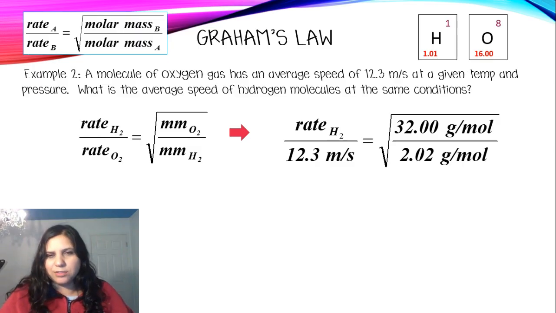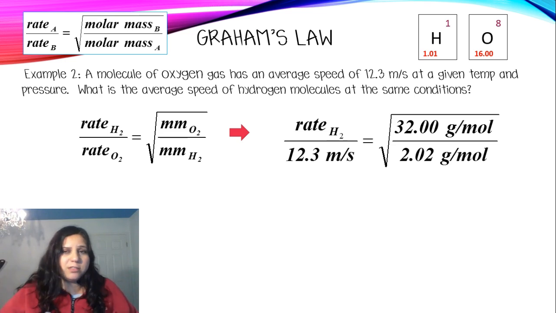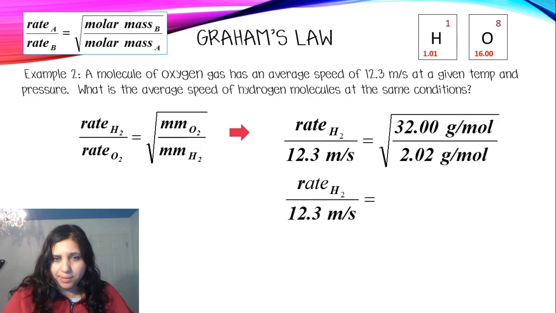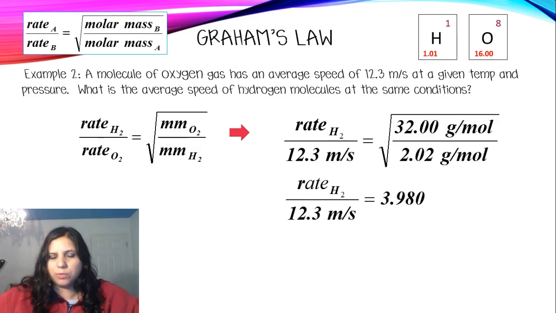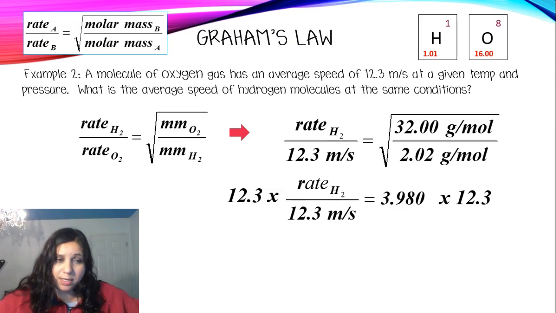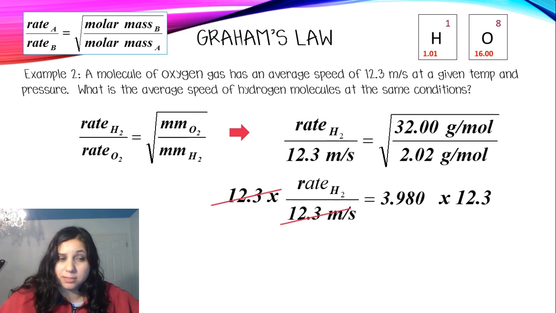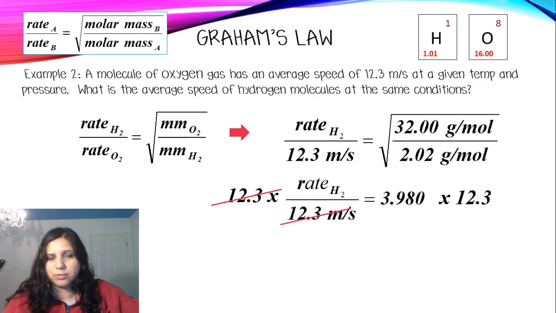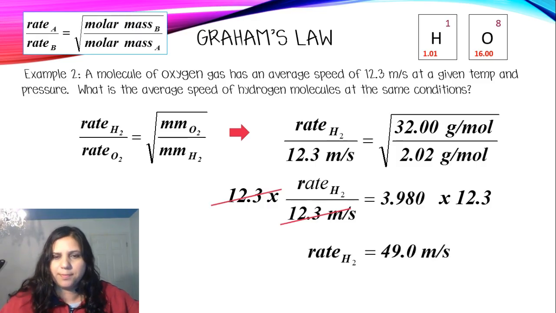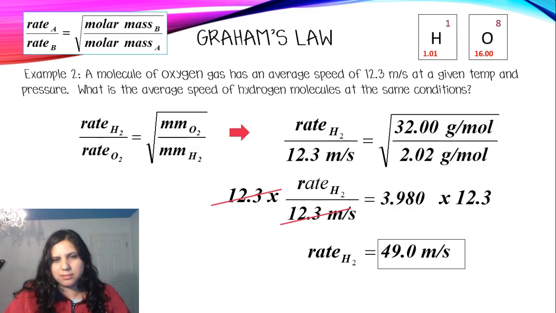The first thing I like to do is take care of the right side of the equation because there's nothing but numbers there. So I'm just going to rewrite what I have on the left, and that's equal to 3.980. So I've performed the math on the right side of the equation and just rewritten what's on the left. Then I want to solve for rate H2. In order to get the 12.3 out of the denominator, I'm going to multiply both sides by 12.3. 12.3 cancels, and I get that the rate of H2 is 3.980 times 12.3. When I perform that calculation in my calculator and round to sig figs, I get 49.0, and the unit for the speed is always meters per second.